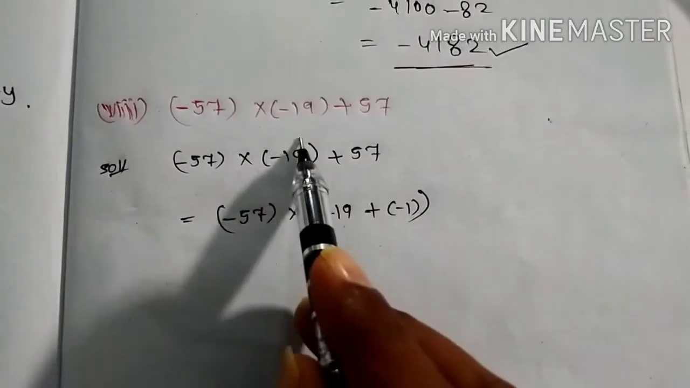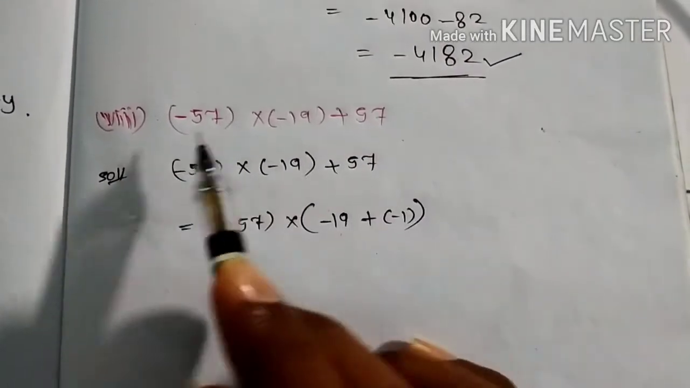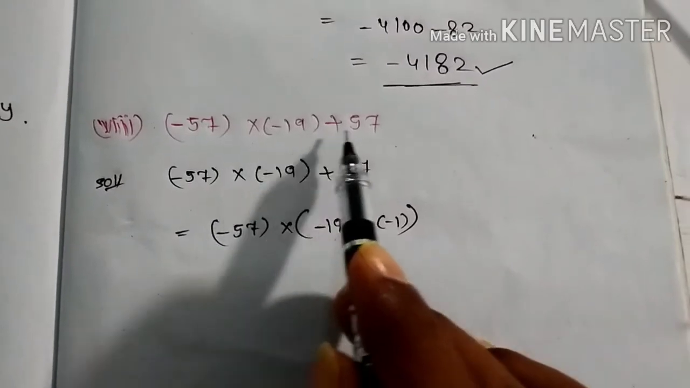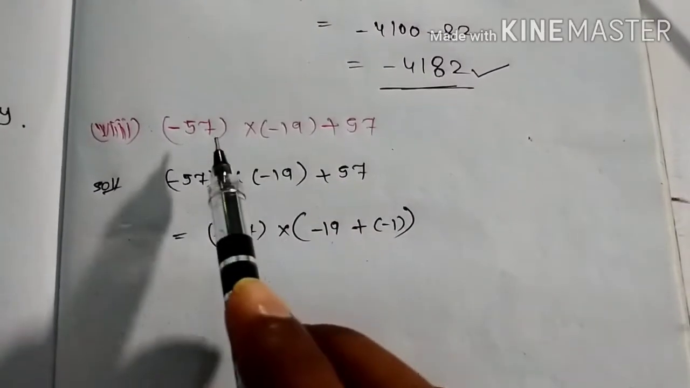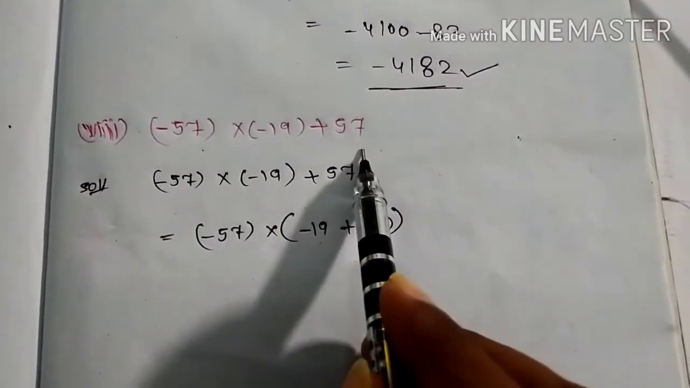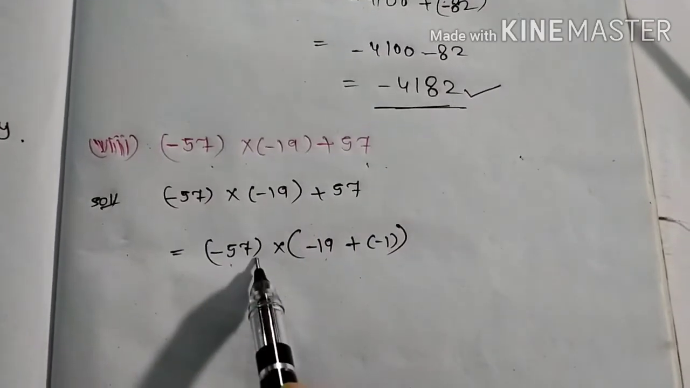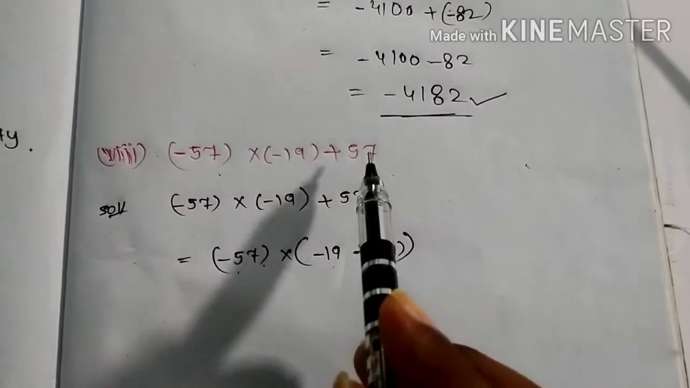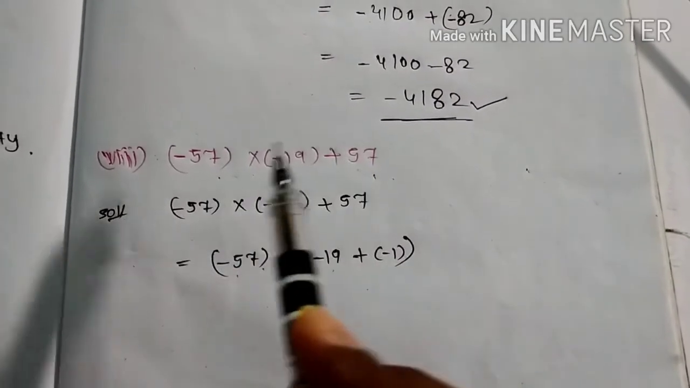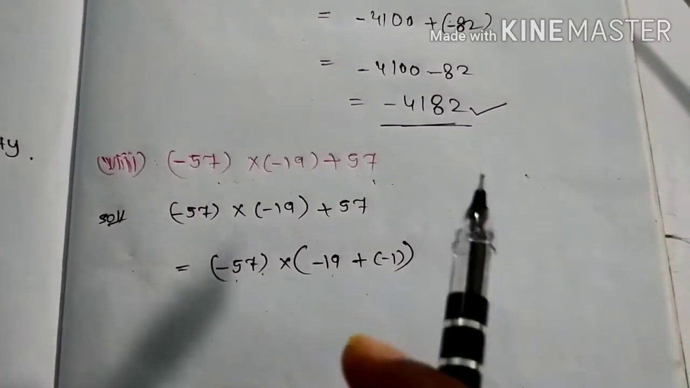In a similar way, one more problem they have given here. Minus 57 into minus 19 plus 57. Minus 57 into minus 19 plus 57. You can see 57 is available here, and 57 is available here also. So can I take minus 57 as common? Yes. Even if it is plus or minus, you don't think about it. You can take 57 as common.